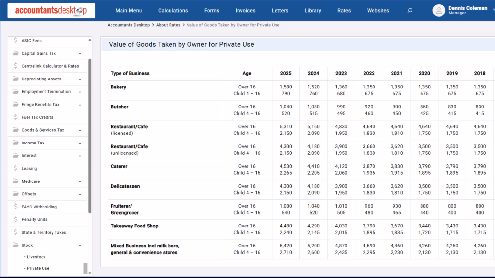Next, he reviews a set of accounts for a butcher prepared by Alex, his senior accountant, and he noticed that goods taken for private use had not been accounted for in the profit and loss statement. Sam goes to our rates module to look up how much should be shown in the accounts for that year.